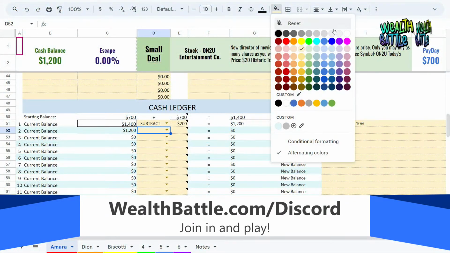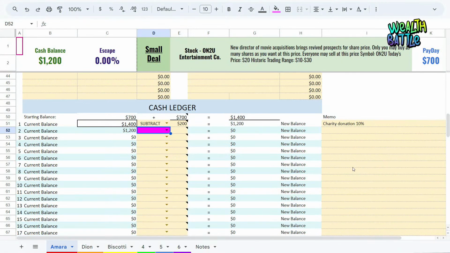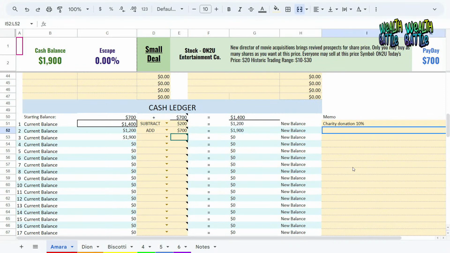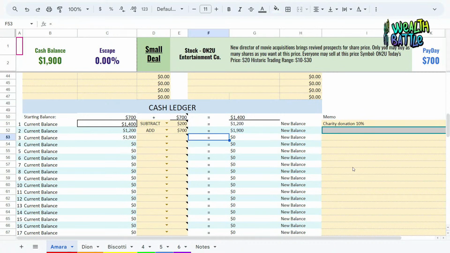Bring it on. So I'm going to highlight in a nice shade of hot magenta row 52 towards the bottom under the cash ledger. Change that to add. There's a little drop down there. Now, just to the right of it, you're going to put in your payday, which is $700. Then on the very far right, it says memo. You're going to add a memo there of payday.